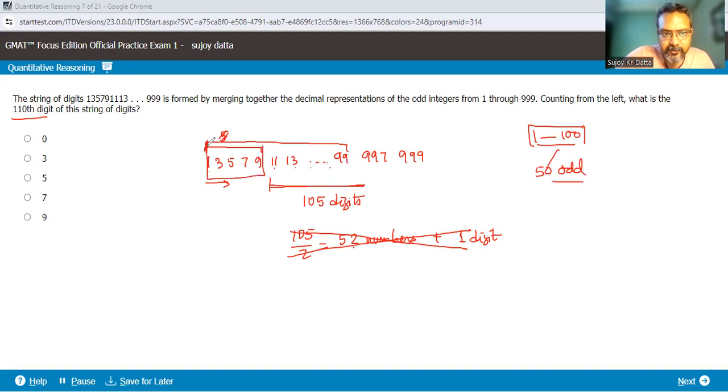Out of which the first five odd numbers are written down here. 5 digits gone. So the remaining 45 odd numbers are there till 100, okay? These 45 odd numbers would give us 90 digits. These 5 would give us 5 digits. So we already have 95 digits, okay?